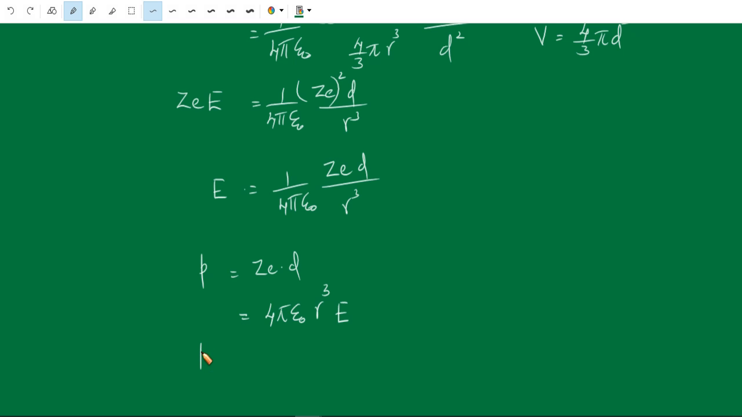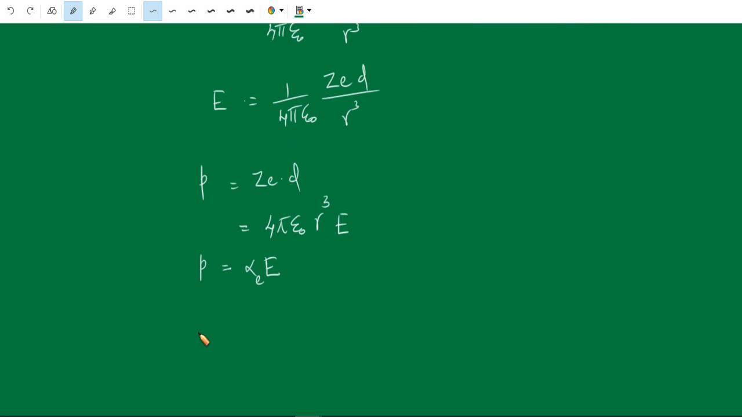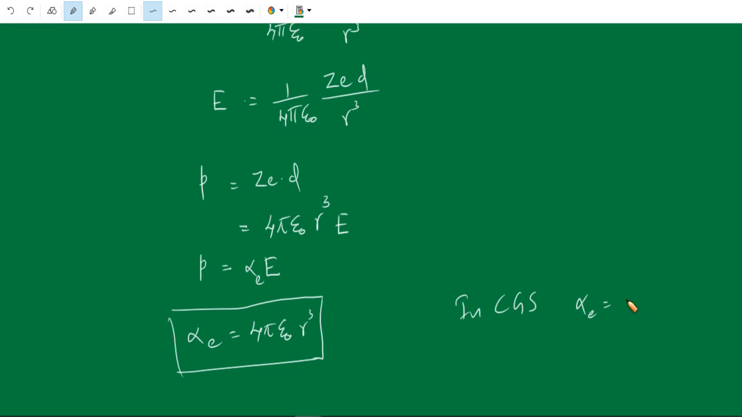But we know the dipole moment P is equal to alpha E. So this electronic polarizability alpha e times E. Comparing these two equations, we get alpha e is equal to 4 pi epsilon 0 r cube. This is the expression for the electronic polarizability. Here r is the radius of the atom or radius of the electron charge distribution. So this is in SI unit. In CGS unit, alpha e is simply r cube. This 4 pi epsilon 0 will become 1 in CGS unit. So this is about the electronic polarizability.